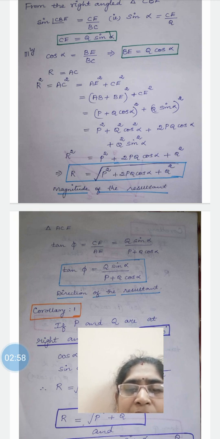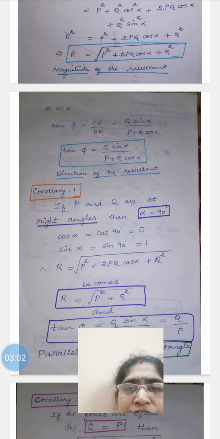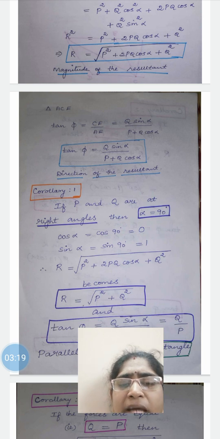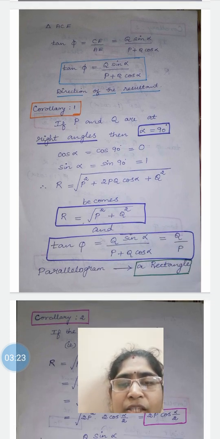Now coming to find out the direction of the resultant, from the triangle ACE, find out what is tan phi, which is nothing but CE by AE. Already we have got the values of these two. So from this we will get the direction of the resultant. Now we are having the three corollaries. What will happen if P and Q are at right angles to each other? That means when alpha is 90 degree. Substitute the value of alpha as 90 degree in the magnitude of the resultant and the direction of the resultant.